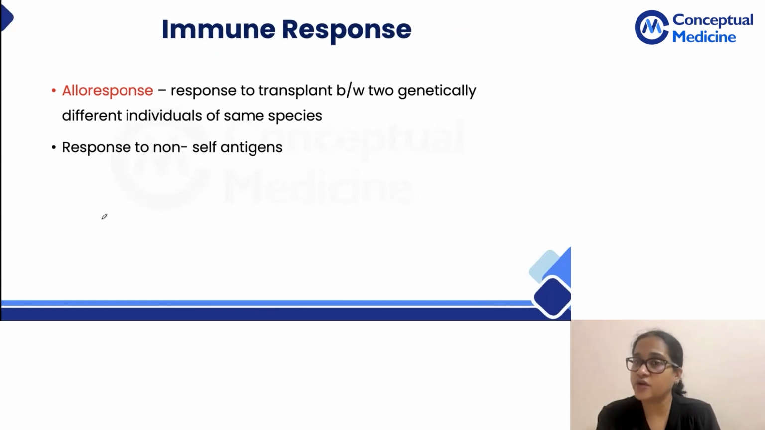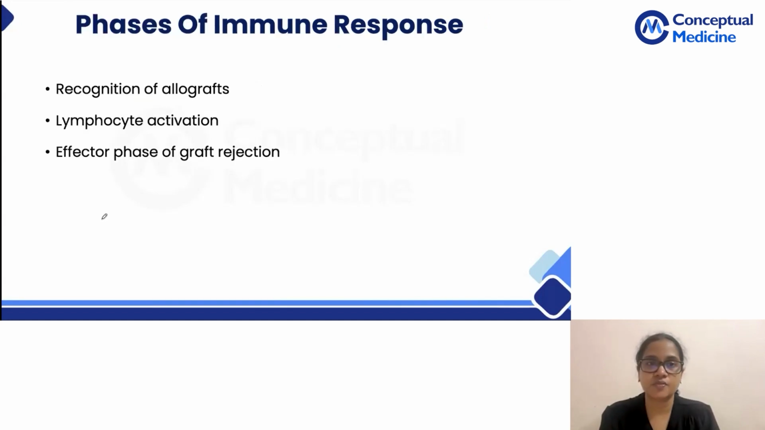What is a xeno response? It comes from, say, you transplant an organ from a pig into a monkey. It comes from a different species into a different species. That's called xenotransplant, so that's called a xeno response. All right, so allo response is between individuals of the same species, but those individuals are genetically different. The response to a non-self antigen is called the allo response.